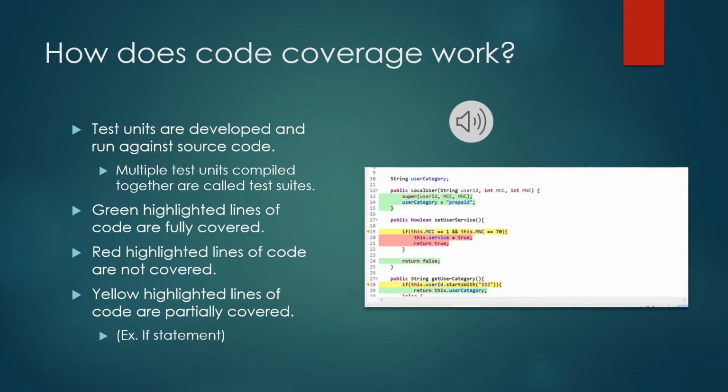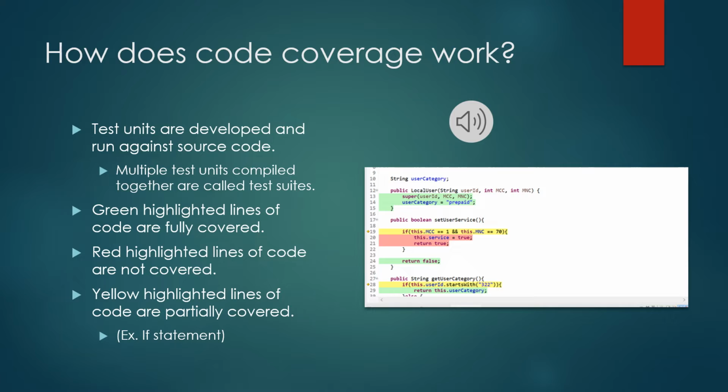So, green highlighted lines of code are fully covered by the test unit. In this photo reference, you can see that super, user ID, MCC, MNC, user category equals prepaid, and return false were fully covered lines of code that were successfully tested against the test unit.